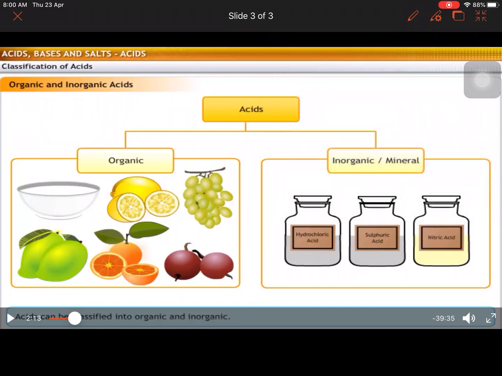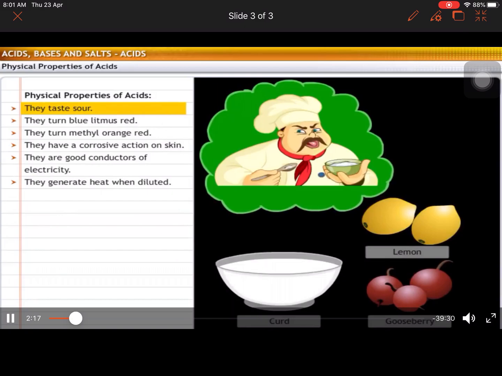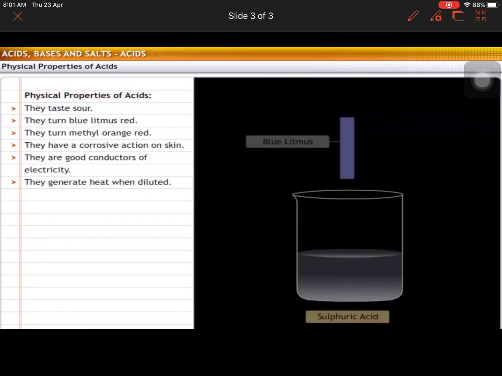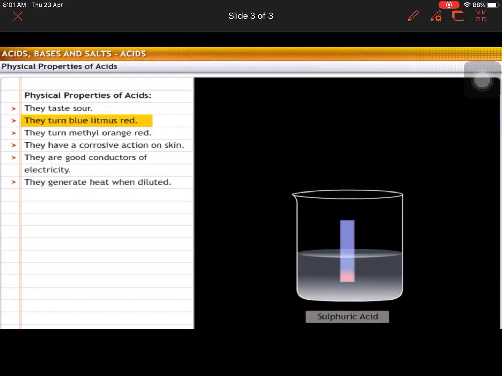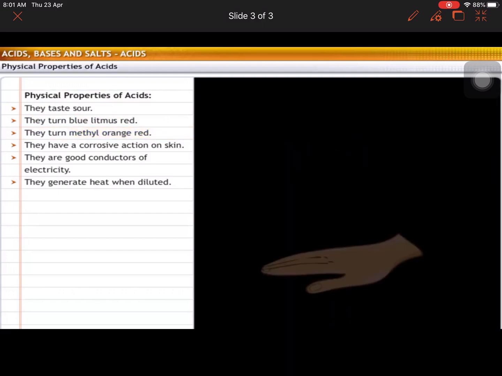You can eat organic acids, but inorganic acids are very dangerous. They cause burns. We already know that acids taste sour. Acids also have other physical properties. Acids turn blue litmus red. They also turn methyl orange red. These are the indicators, blue litmus and methyl orange.